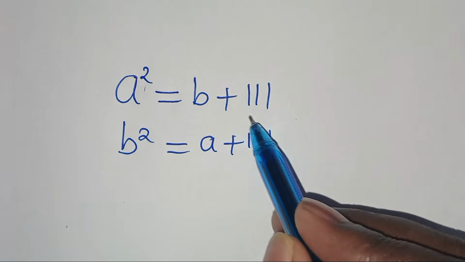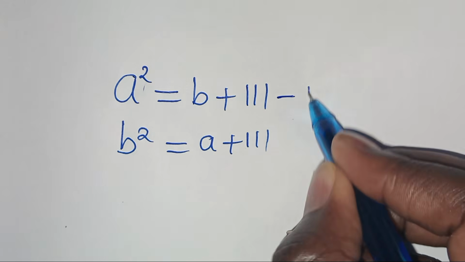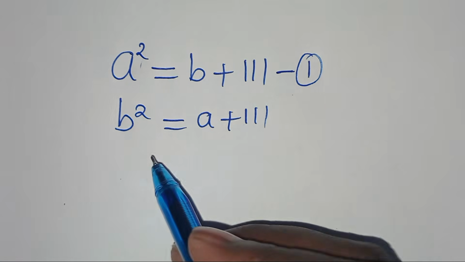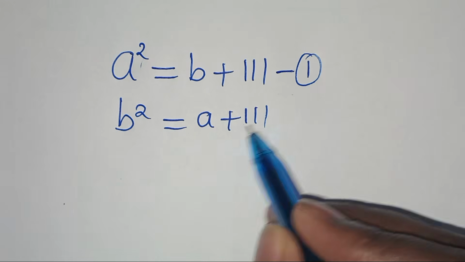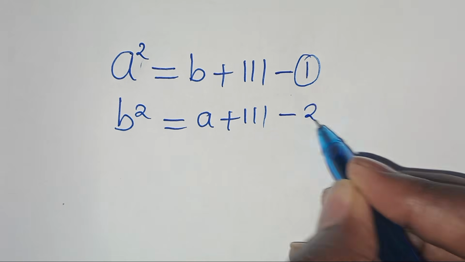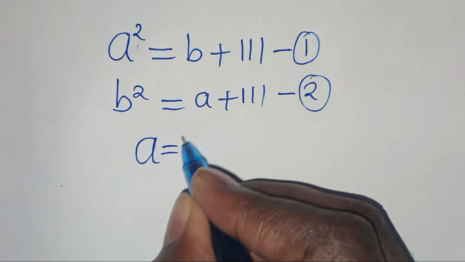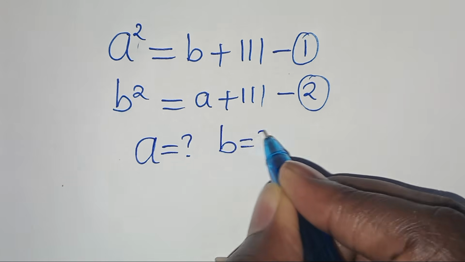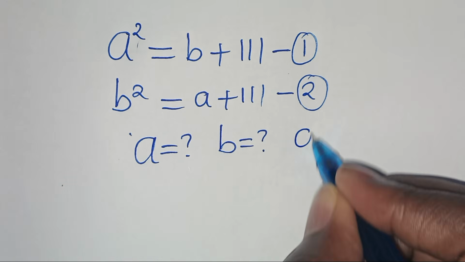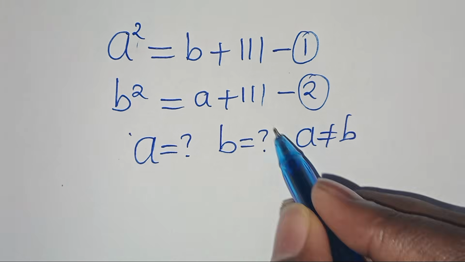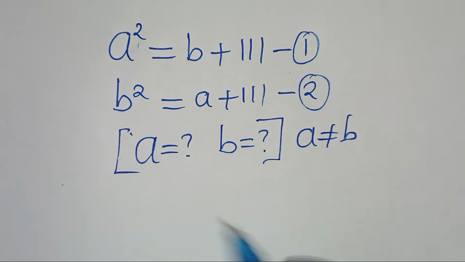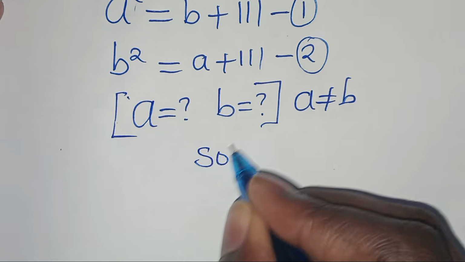You're welcome to solve this nice algebra problem, which is a squared equals b plus 111. Let's call this equation 1. And we have that b squared equals a plus 111. Let's call this equation 2. Now, what is the value of a and what is the value of b, given that a is not equal to b? Now, let's provide a solution from here.